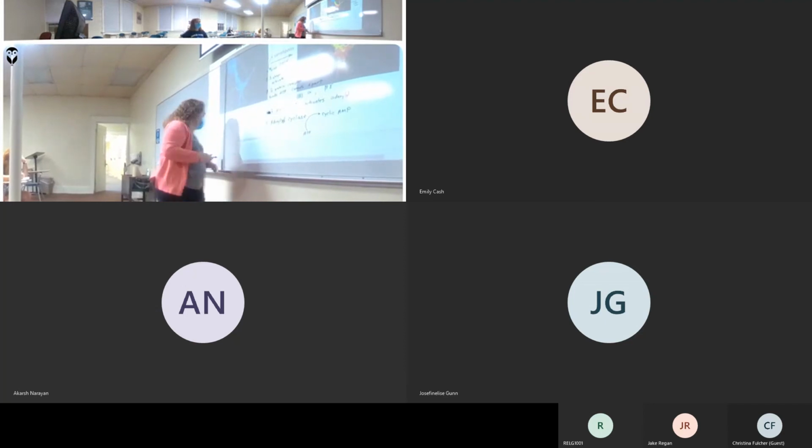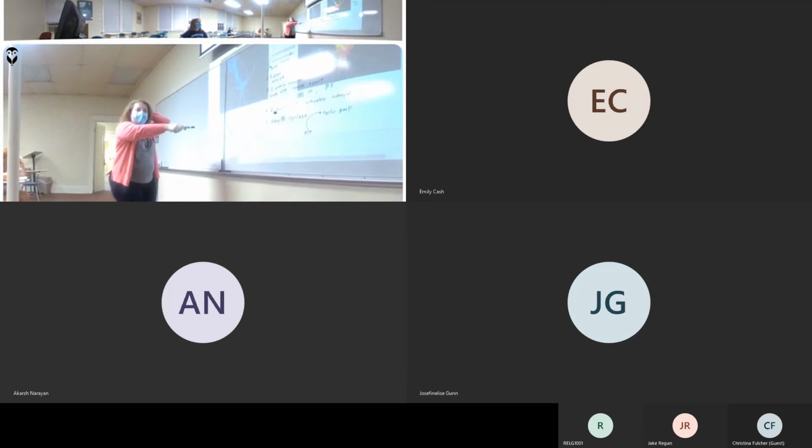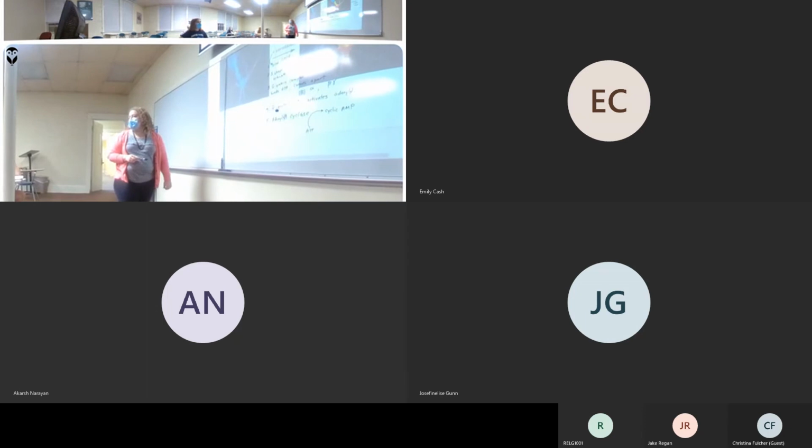But those are the steps. There's two places in this pathway, three really. How could this stop happening or get turned off? There's three off switches.